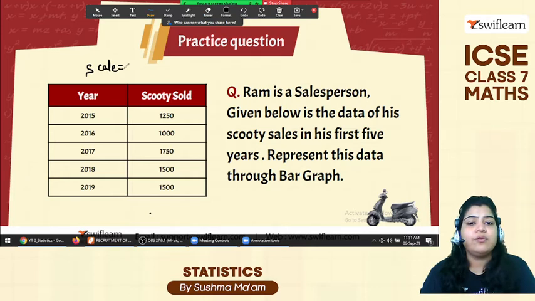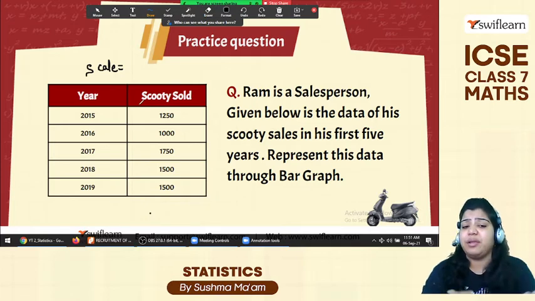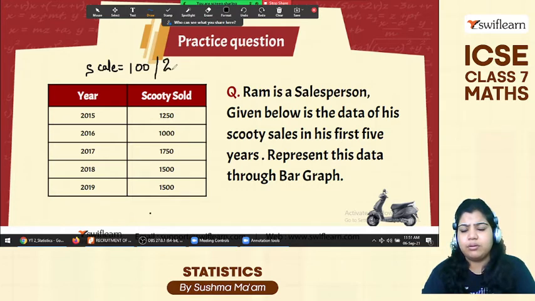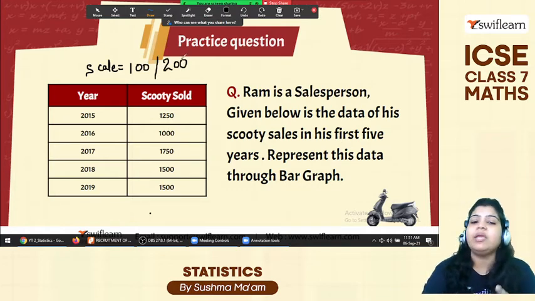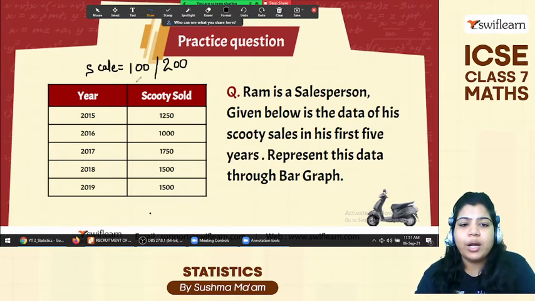Yes, so scale will be 100. We will take it, then how much, 10 times. Yes, we can take it as 100 or we can go with 200. Okay, but you have to take only one. It is not that you take 100 and also take 200. So we can go with 100 because here you are seeing 50, 50, 50 a lot. So let's go with that and here we will make this graph.